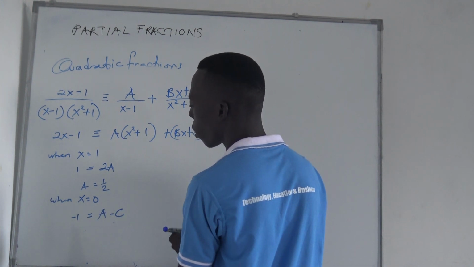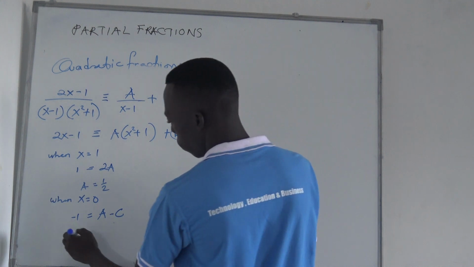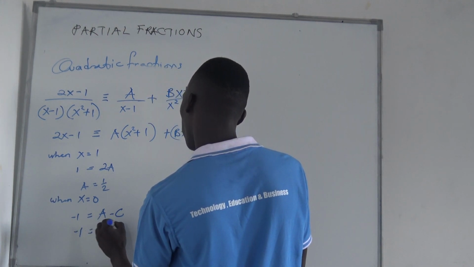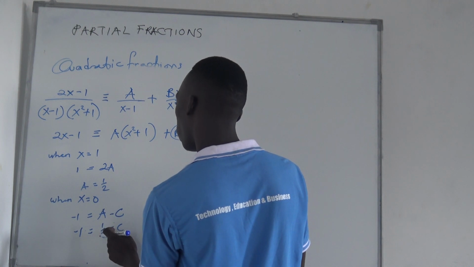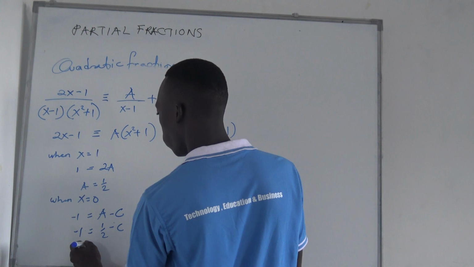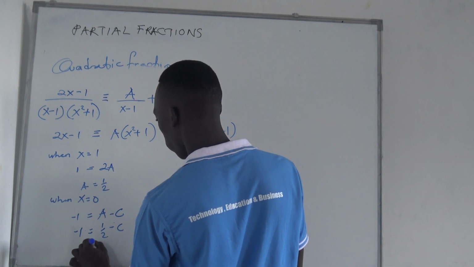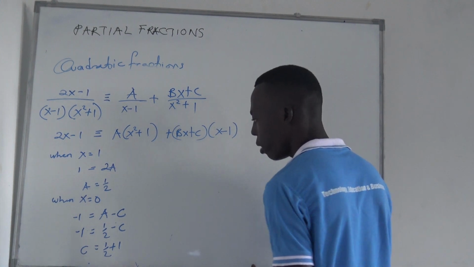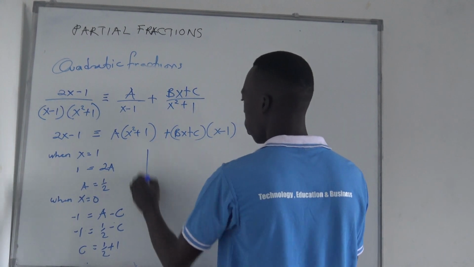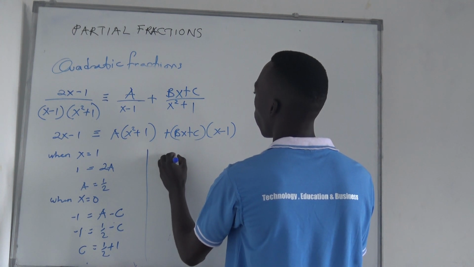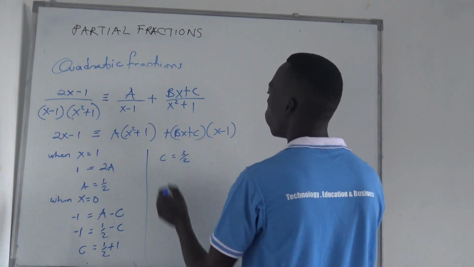So after getting the value of A, we can substitute. Here I have negative 1 equals a half minus C. So take this one to this side and bring this one to the other side. So C is a half plus 1, which clearly gives us the value of C as 3 out of 2.